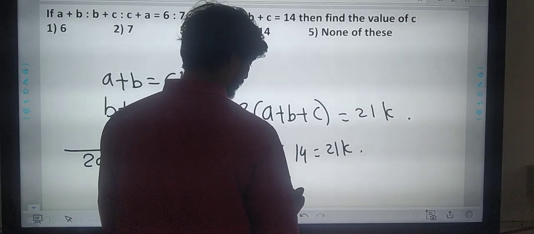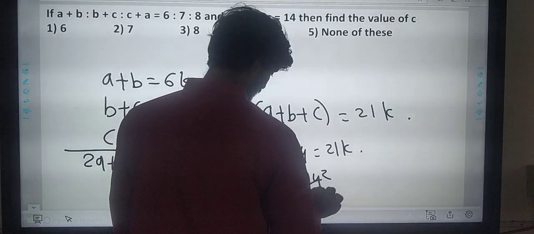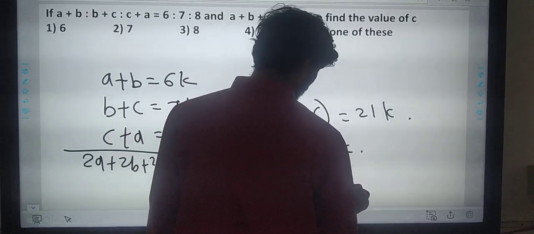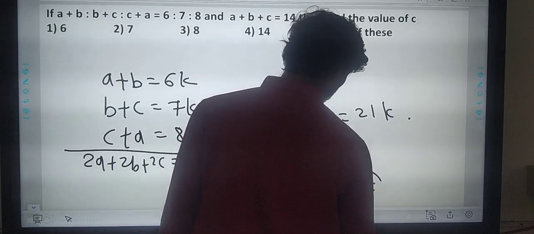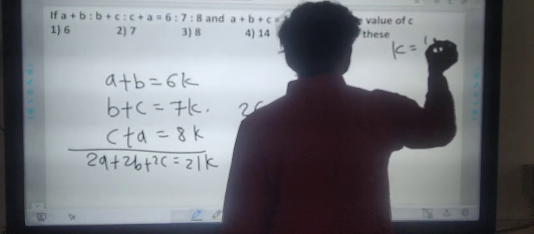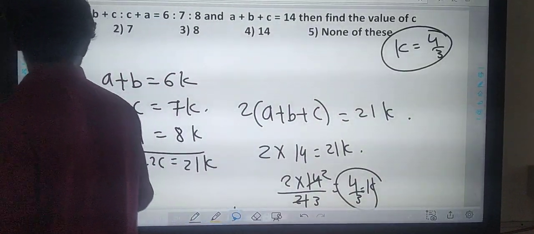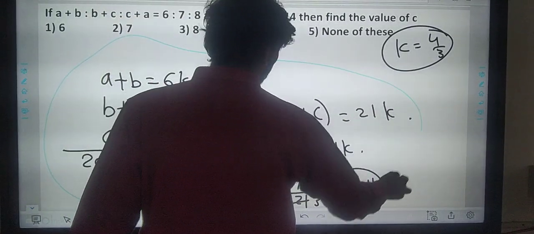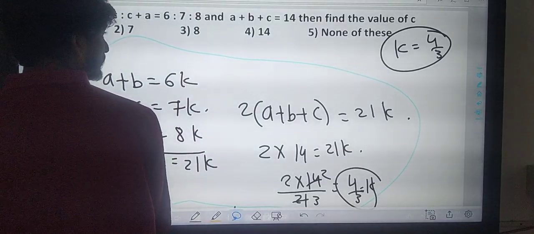Then the value of k is 4 by 3. This is the value of k. Now, then we find the value of C.